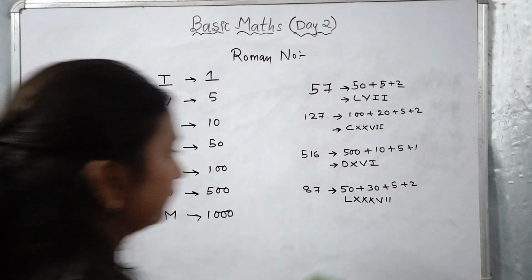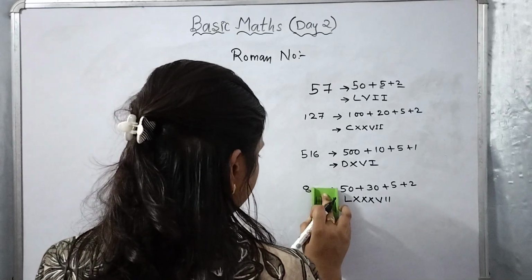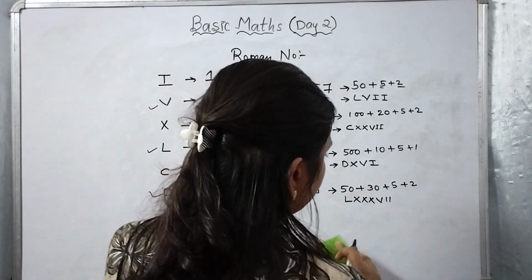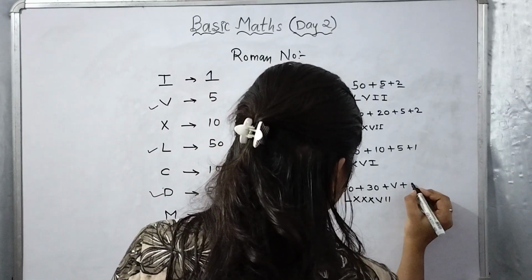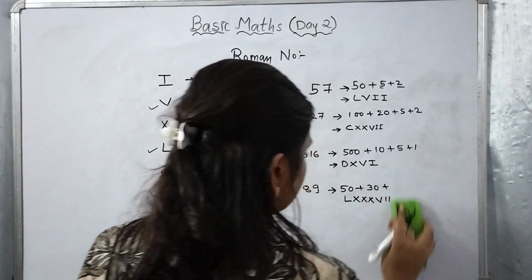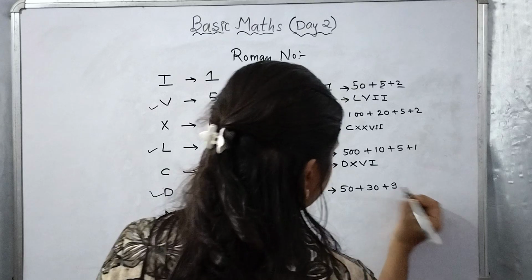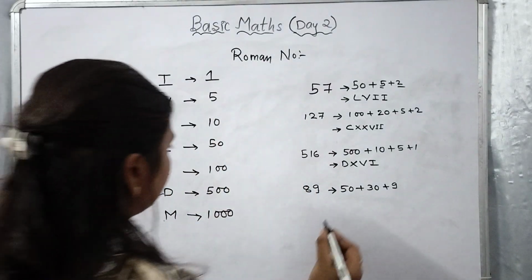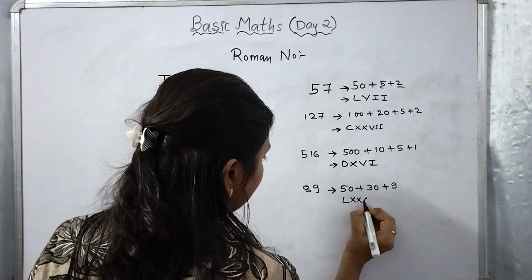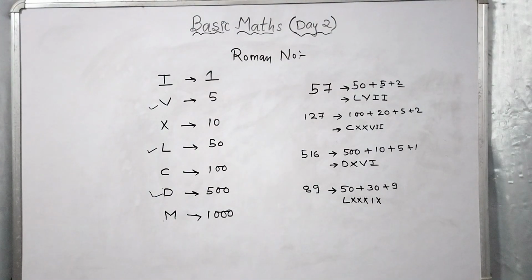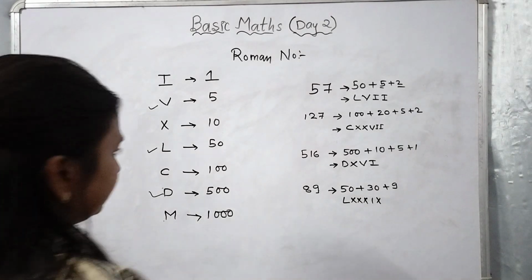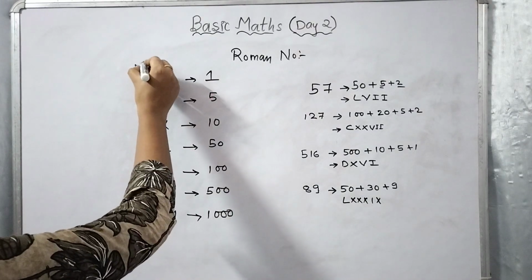For suppose it was 89, then the number would be 4 less. Fine. Or it was 39, right? So we could have directly written it as 30 plus 9. So now the value would have been XXX, and 9 can be written as IX. Fine? IX. So this was how Roman number is written. So this is very important. Please do remember this.